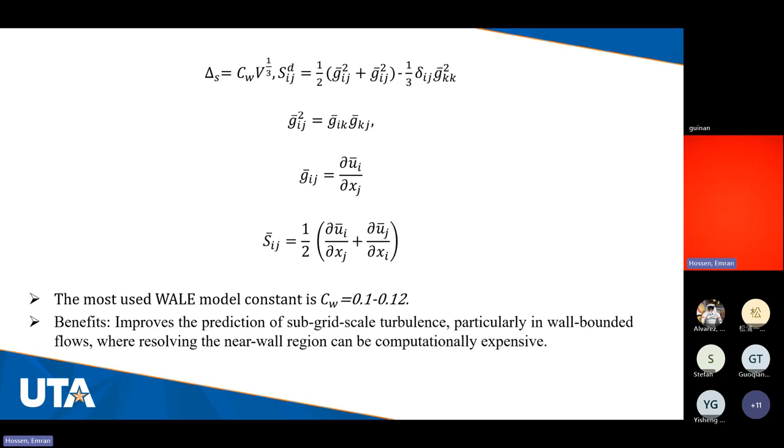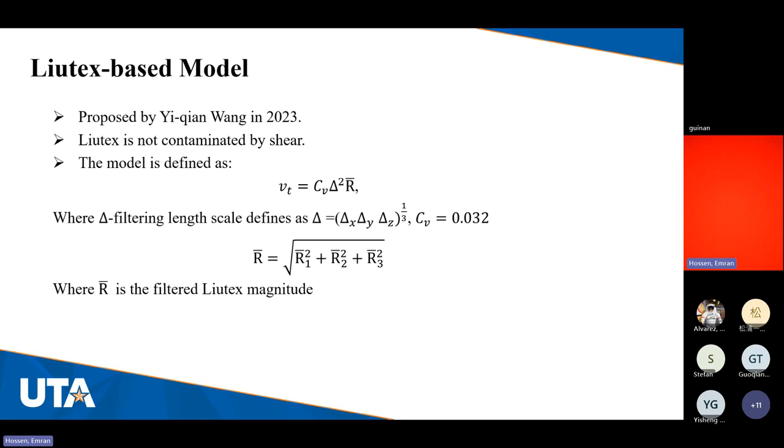Next, our Liutex based model, which was proposed by Yiqian Wang in 2023. Liutex is not contaminated by shear. The model is defined as nu_t equals C_nu delta squared R bar, where R bar is the filtered Liutex magnitude, and delta is the filtering length scale, which is defined similarly to the Smagorinsky model, delta x, delta y, delta z to the power 1/3. In the Liutex based model, you can take the constant 0.032.